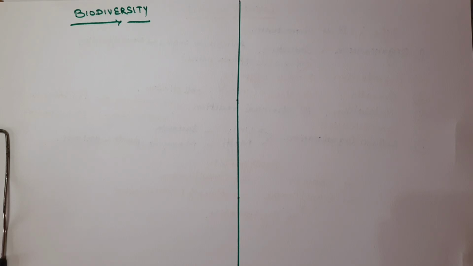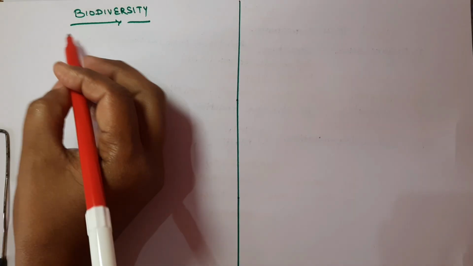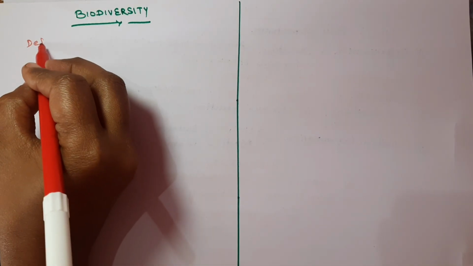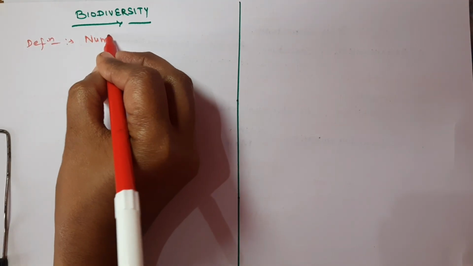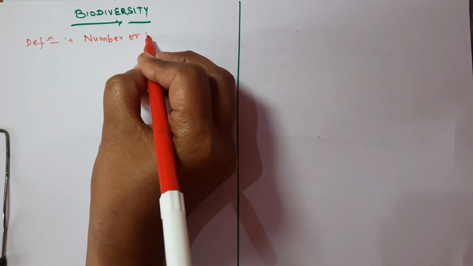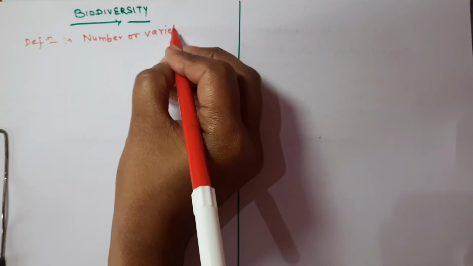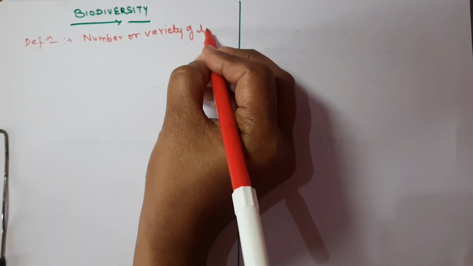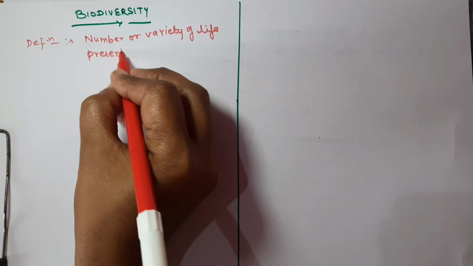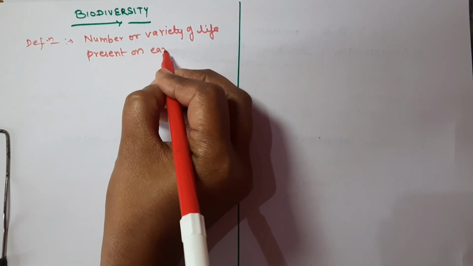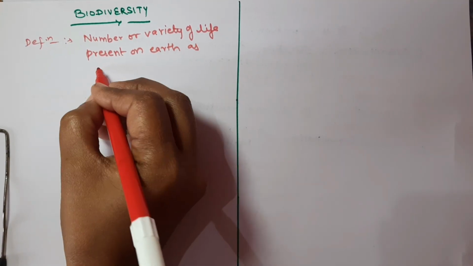Let's discuss the topics one by one. So first of all, what is biodiversity? So we will write the definition. Okay, so the definition of biodiversity is the number or variety of life present on earth as a whole.